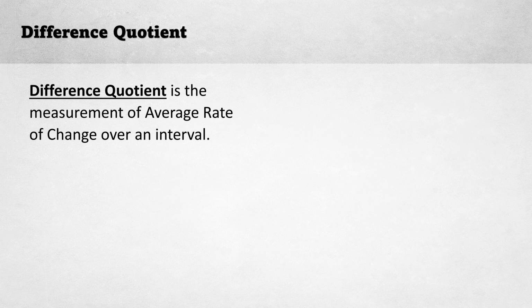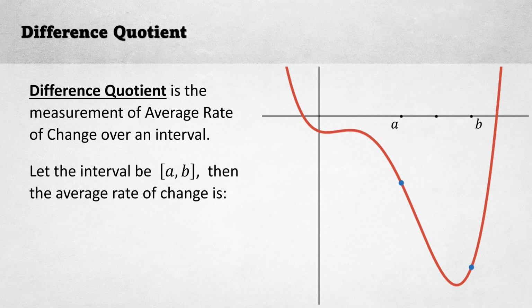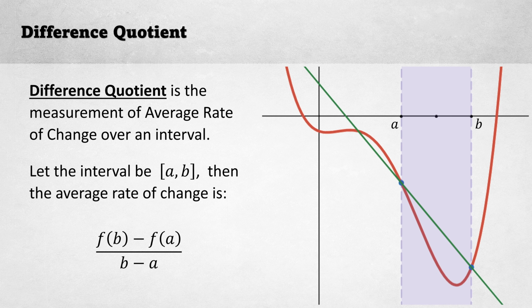The difference quotient is the measurement of average rate of change over an interval. Here's a function f of x. Let the interval be from a to b. Then the average rate of change is f of b minus f of a, all divided by b minus a. Note that this is just like the slope formula.